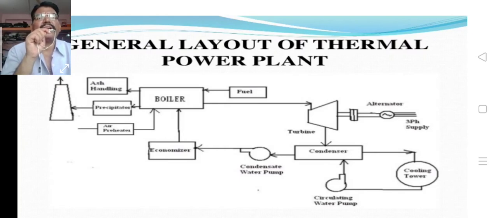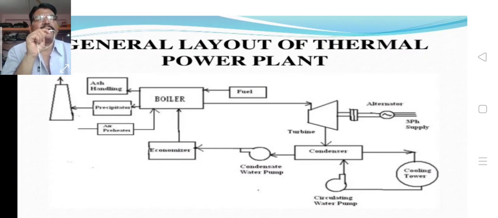Then to the boiler the fuel is supplied, whatever the different fuel, coal, coke, oil, etc. Then after generation of steam in the boiler, after supplying the heat, that steam goes to the turbine. As you can see in the diagram, the turbine is always connected with the generator, also called the alternator, and the three-phase supply is given by the generator. Then the exhaust steam from the turbine goes to the condenser.